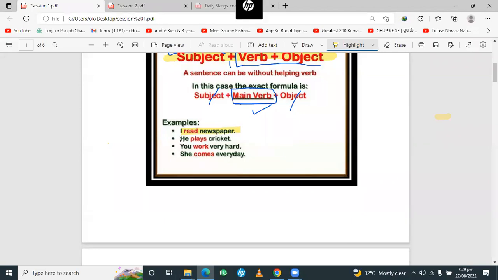Okay. Next one. He plays cricket. Now point out the subject, main verb, and object. Okay. What is the object? Okay, fine. Now this sentence. Now tell me carefully, okay? You work very hard. Tell me, what is the object? You work very hard. What is the object?